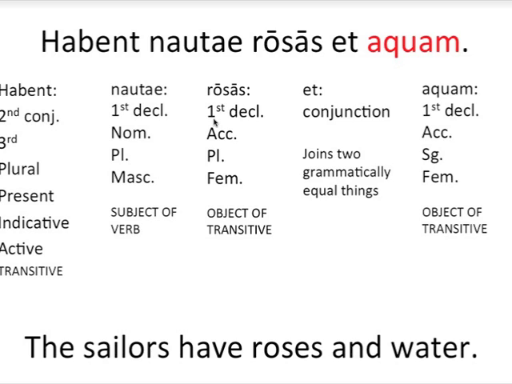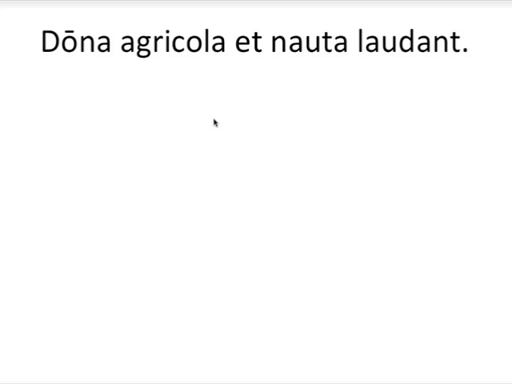When we consider all of the grammatical information that these nouns and this verb encode in their endings, the only translation we can come up with is the sailors, the subject, have, for habent, roses and water. Do you see how that works? It is a little laborious and slow, but it is really the best way to begin to learn to read Latin sentences. So let's try another sentence.